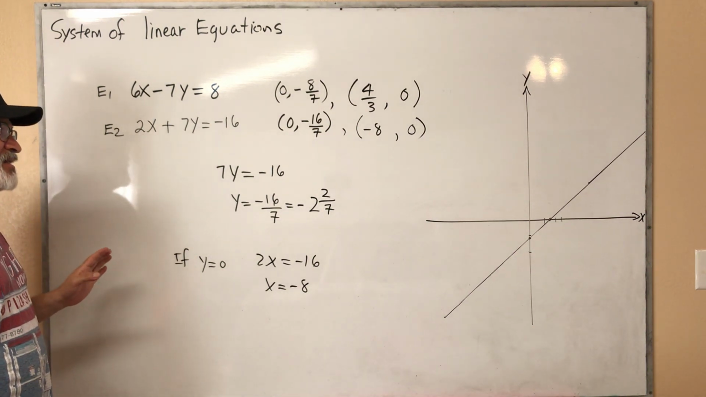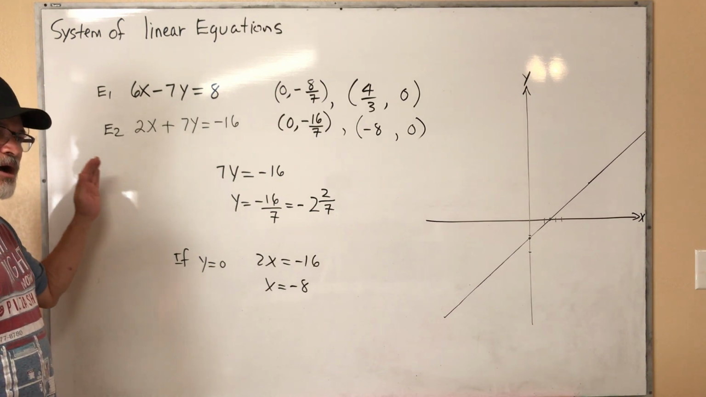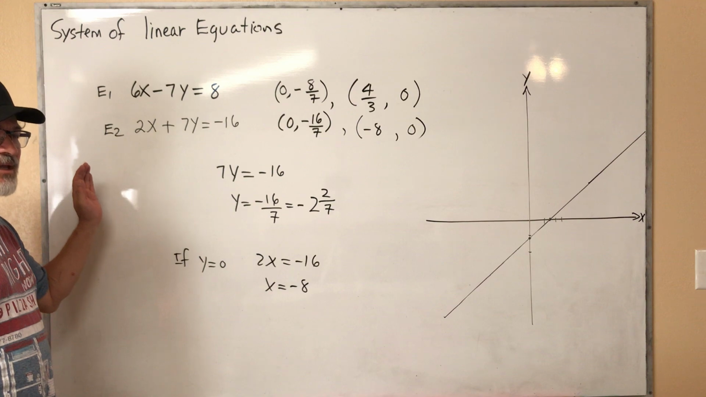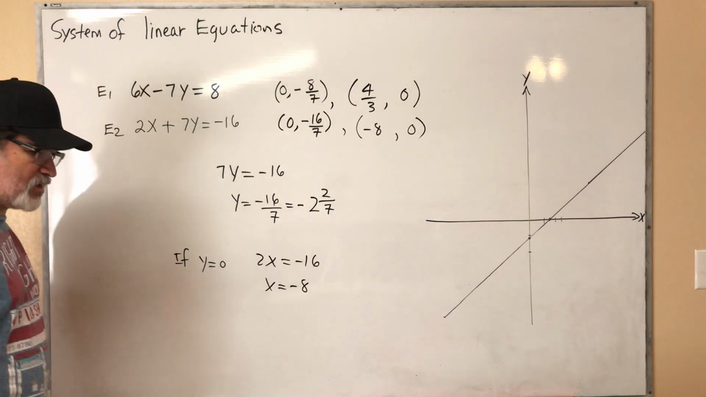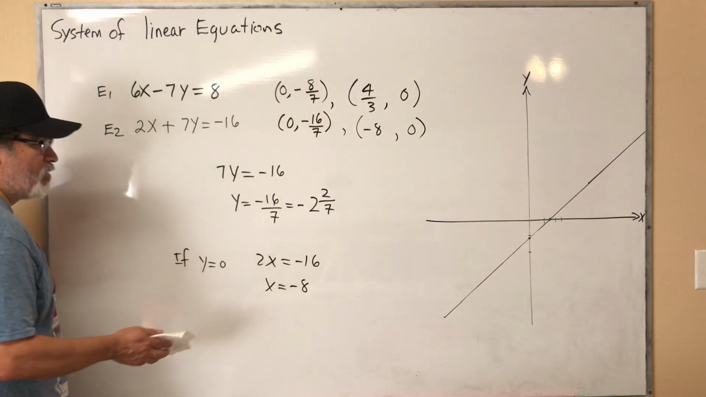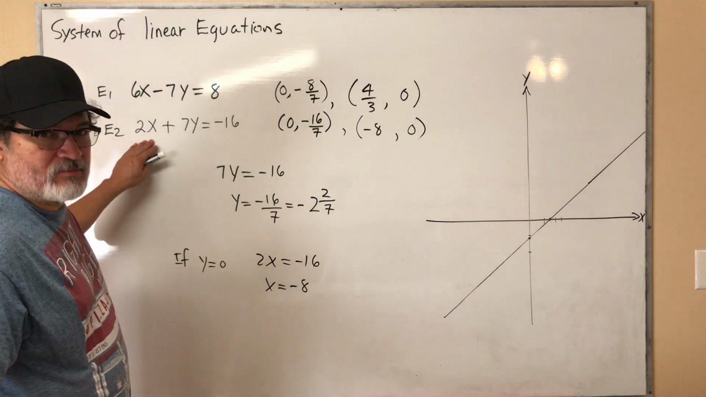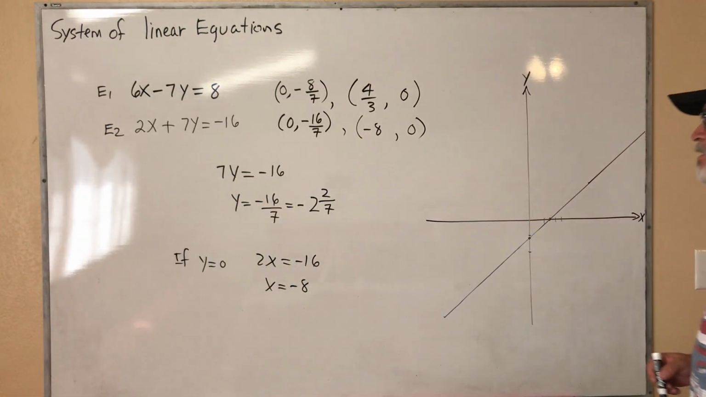By the way, this is not the only way to graph them, okay? Another way to graph them is to write them in slope-intercept form. Okay, very good. And so now, let me graph the second equation.